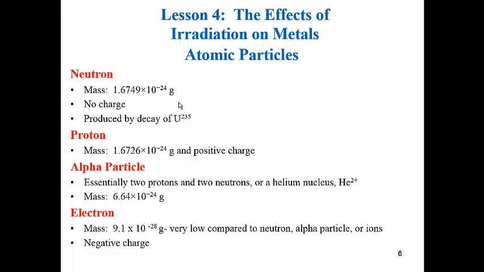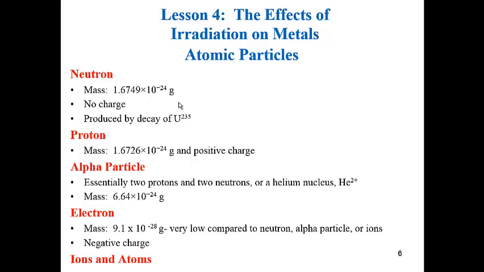The electron has much, much lower mass, 9.1 times 10 to the minus 28th grams. So that's very low mass, more than 3 orders of magnitude lower compared to the neutron or the alpha particle or any of the ions that we will be discussing in our structures. And it has a negative charge. So that's what we have to consider in size, in masses of these materials and their charge. We have to consider both.